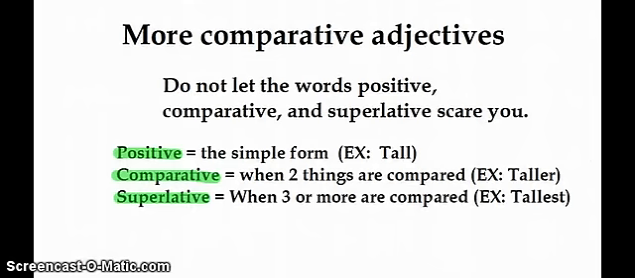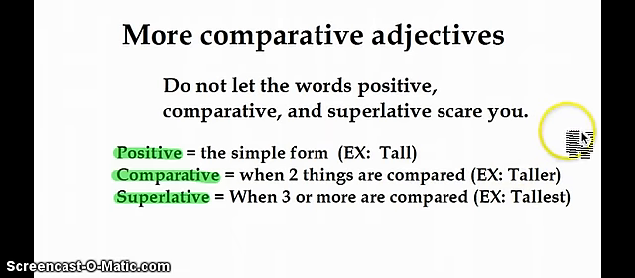So simply put, positive is the simplest form of an adjective. Let's take the adjective tall. That's a word that can describe a person. If you're just talking about one person, he is tall. Boom, tall. Now if I'm comparing people, that's the comparative form. Let's say I'm comparing 2 people. I could say that Mr. Lane is taller than Mr. Hayden. Taller, now I'm comparing 2 people, so you add that er to the end.